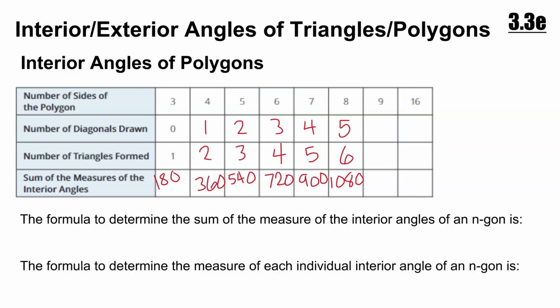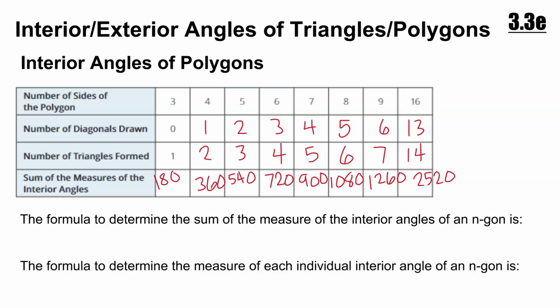In a nine-sided polygon, also known as a nonagon, six diagonals can be drawn. There are seven triangles, and the sum of the measures of the interior angles is 1,260 degrees. In a 16-sided polygon, 13 diagonals can be drawn. There are 14 triangles, and the sum of the measures of the interior angles is 2,520 degrees.